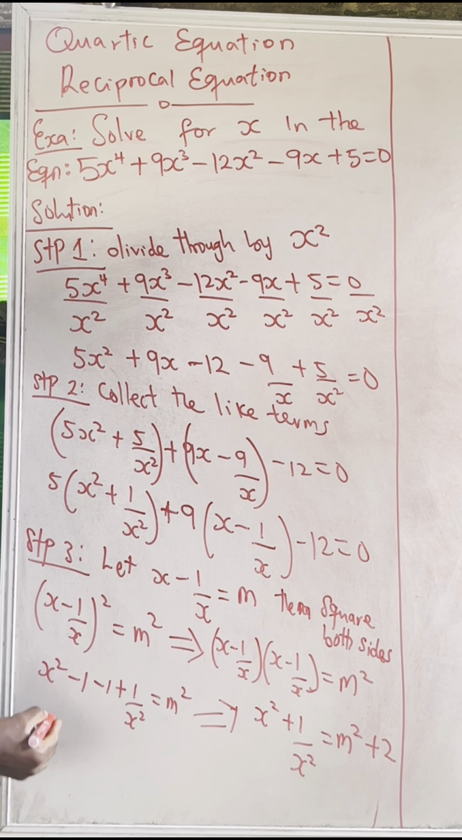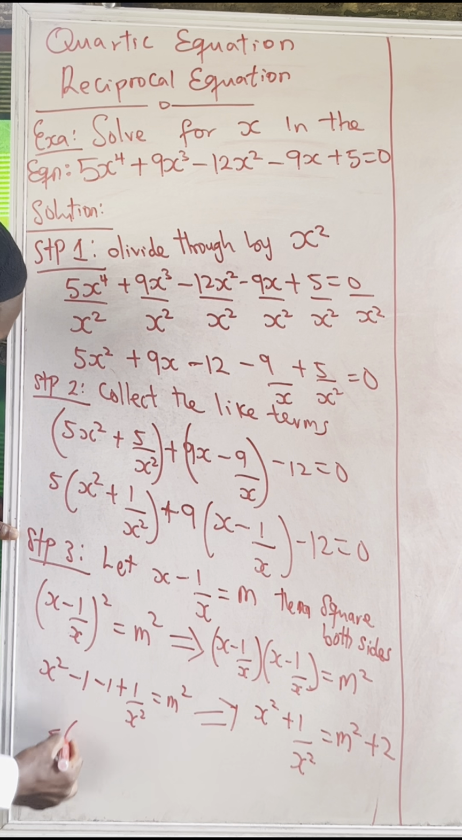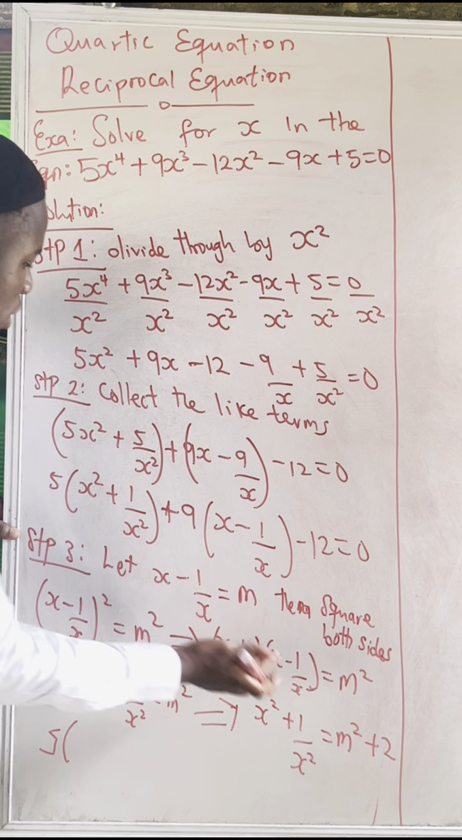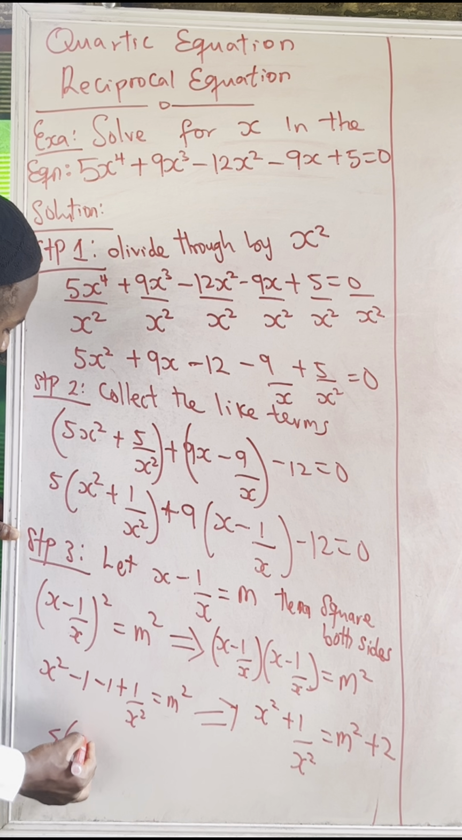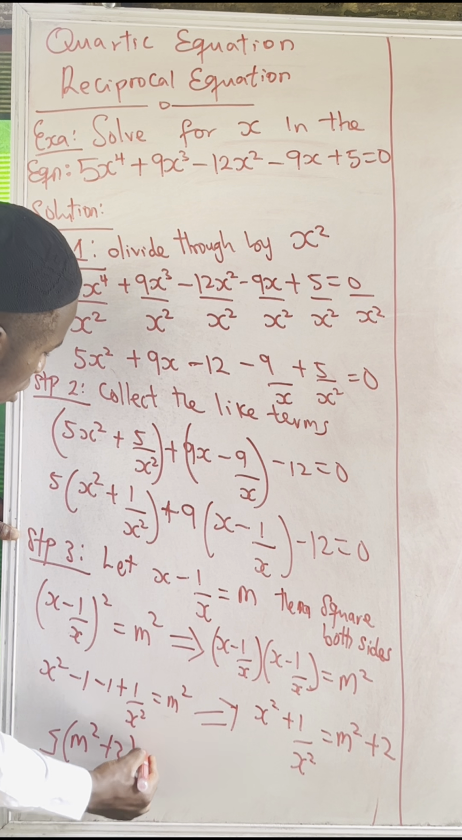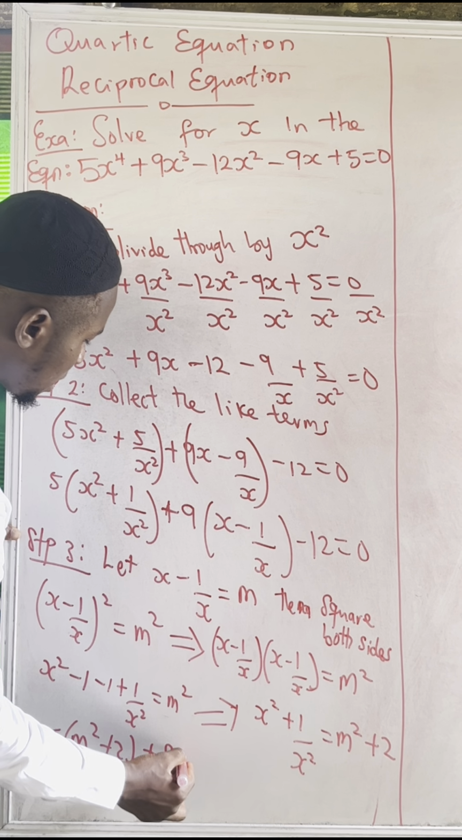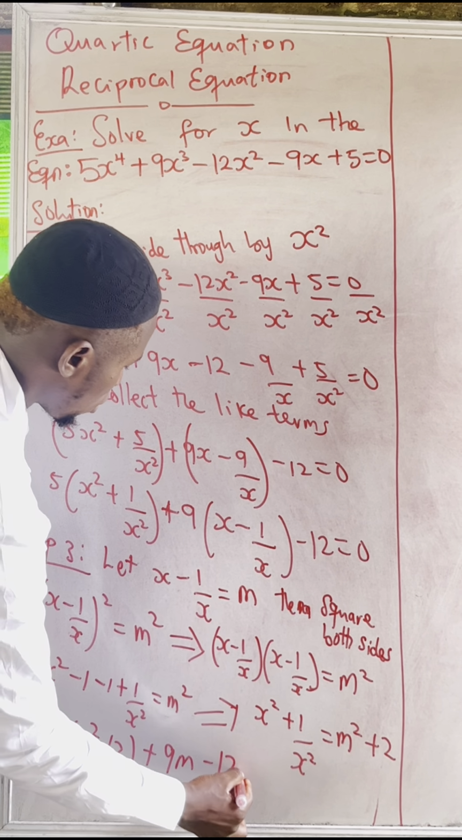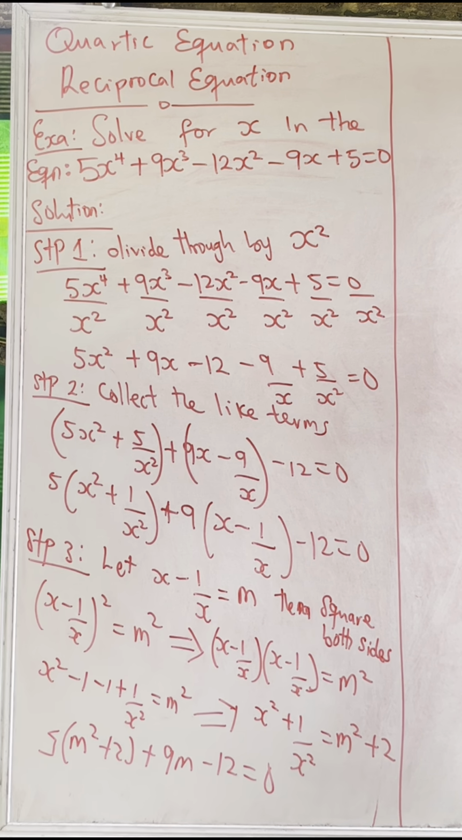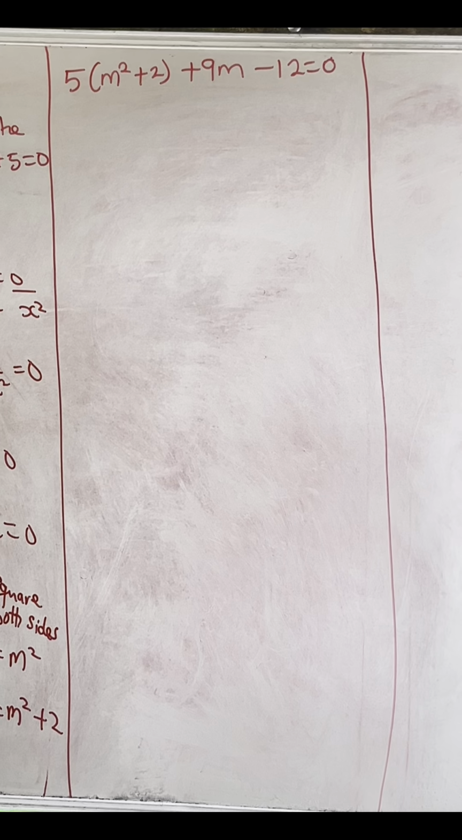So therefore, guys, this expression that I was hooked up with the other time, I'm going to rewrite it as 5, open bracket, x squared plus 1 over x squared, which is equal to m squared plus 2, that is m squared plus 2, close bracket, plus 9, x minus 1 over x, which is already equal to m, minus 12 equals 0. Then let's move on to the next step.